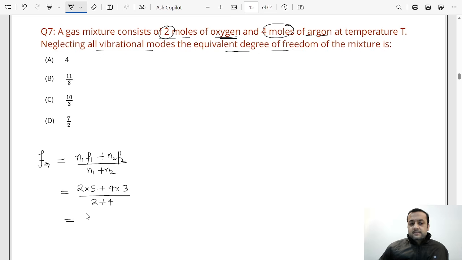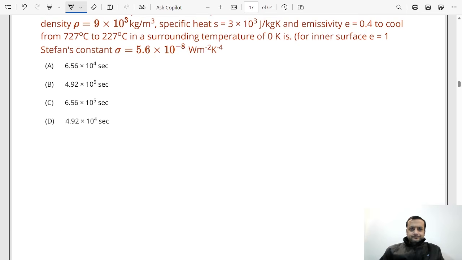So this becomes (10 plus 12) upon 6, that means 22 by 6, which means 11 by 3. So option B will be the correct answer for this question. All right. Let us see the next question.